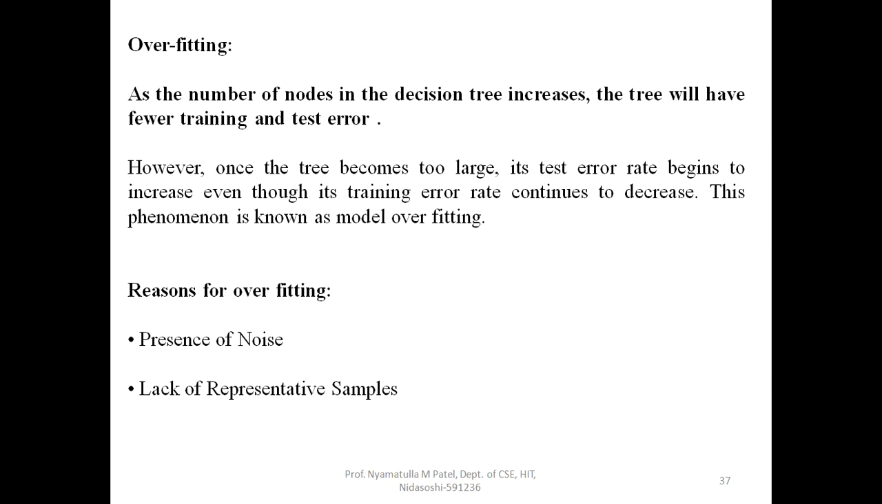So the tree should not be too large or too small. The tree structure should be intermediate: not very small, where few test conditions are applied, and not very large, where many test conditions are applied. If the tree size becomes very large, training errors will continue to decrease, but the test errors will continue to increase. Why does this happen? Because of the presence of noise and the lack of representative samples.